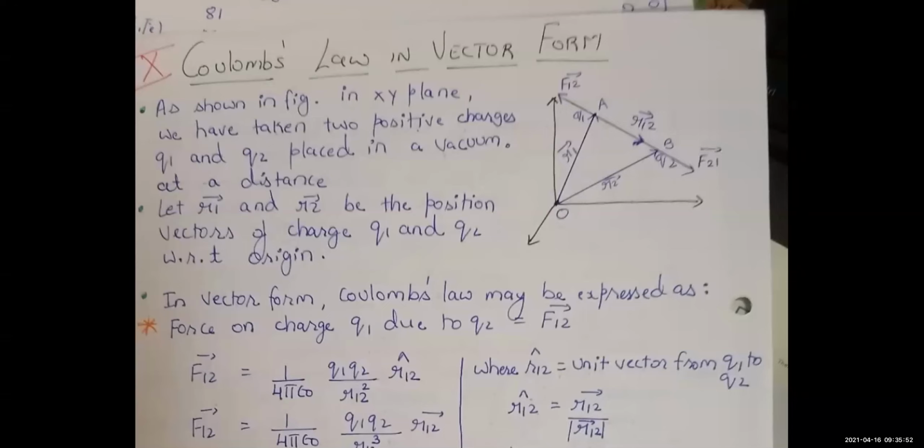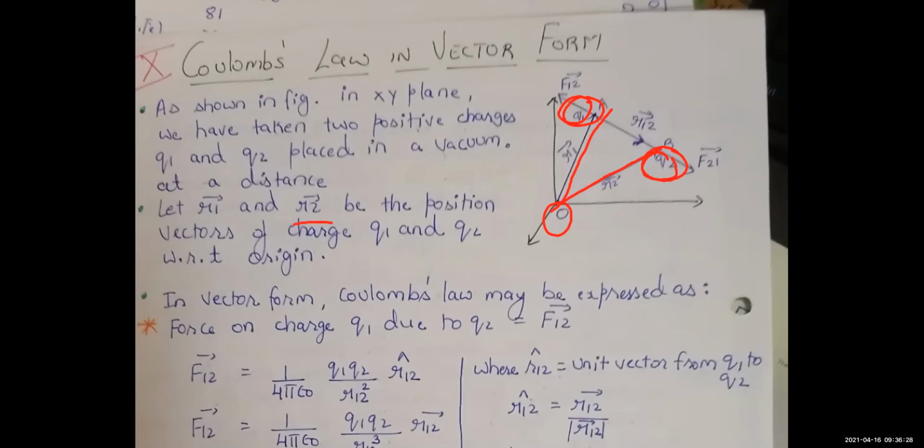So here we are having two positive charges. One is Q1, the other charge is Q2. They are placed in vacuum at points A and B. Now, here R1 is the position vector of charge Q1 with respect to origin. Origin से उसका position vector क्या है बेटा? R1. Similarly, the position vector for charge Q2 with respect to origin is R2.